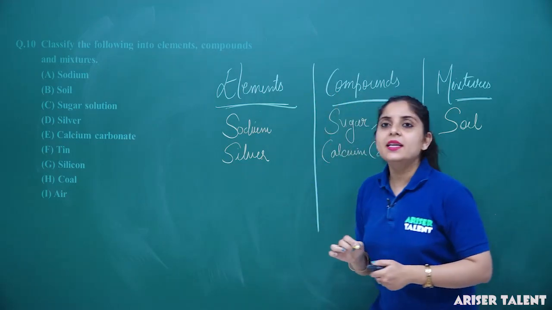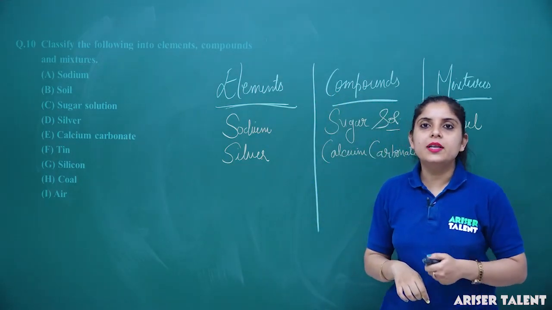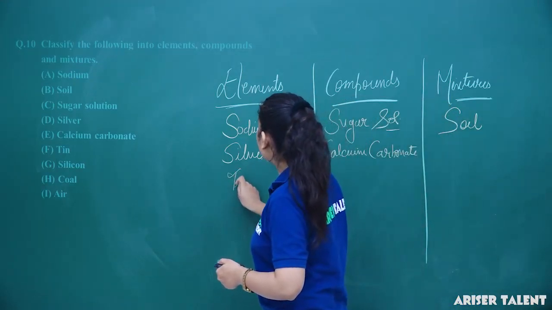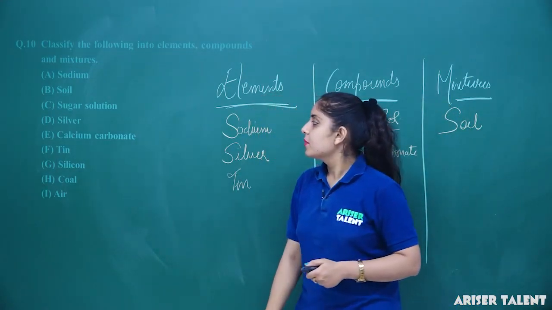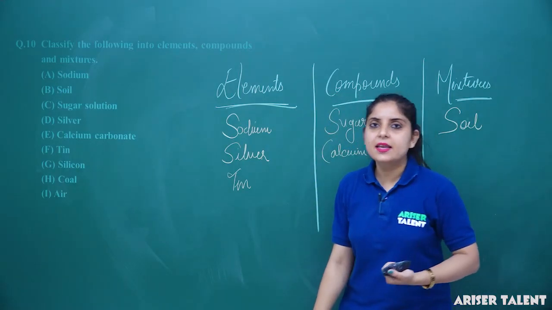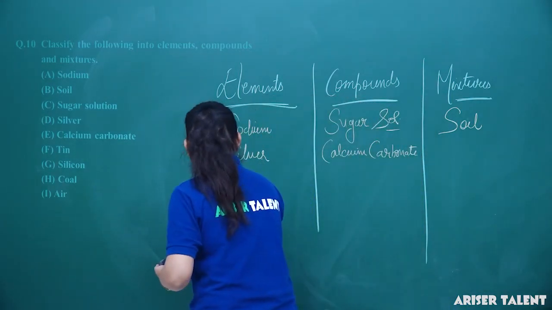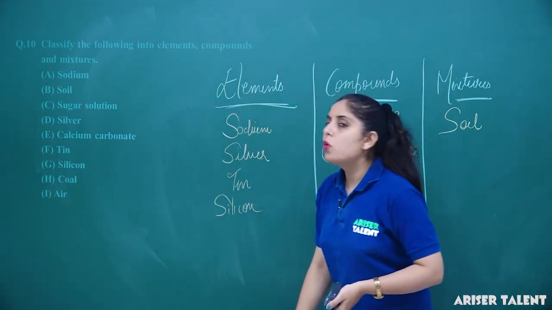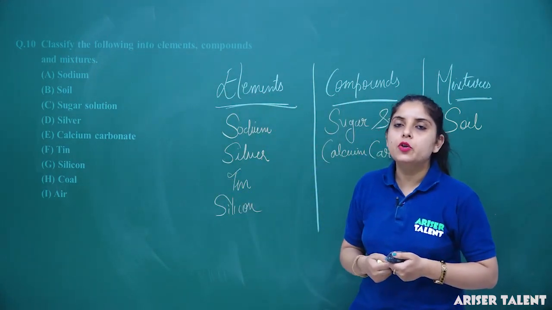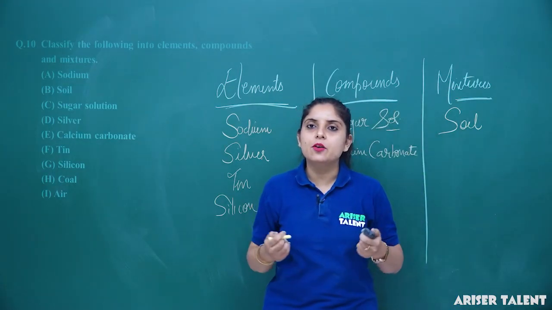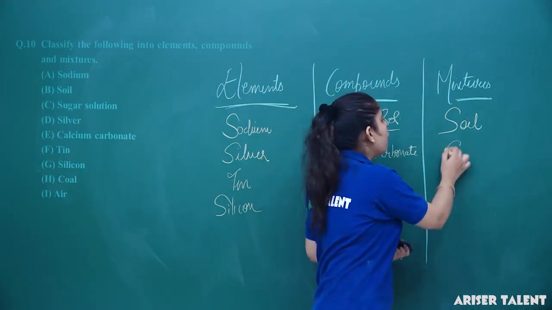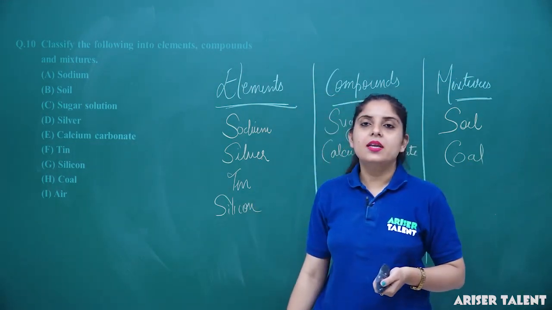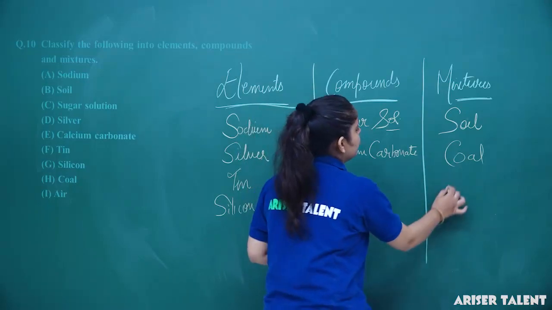Tin. Tin is actually an alloy. So tin is actually a metal. So metal is counted in the category of element. Silicon. Silicon is again a metalloid you have. So silicon is counted in the category of element. Coal. Coal is actually, you have a mixture of various kinds of particles. So you can say that coal is a mixture. Next one is air. Air is again a mixture.